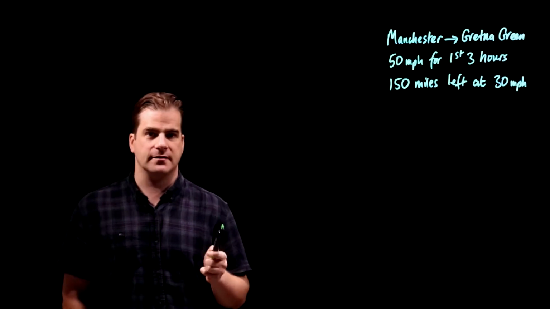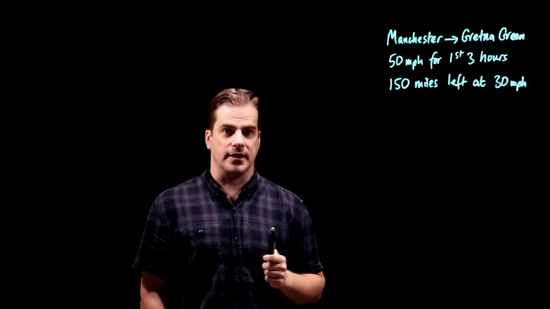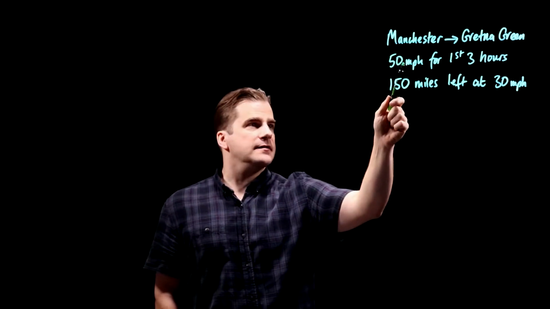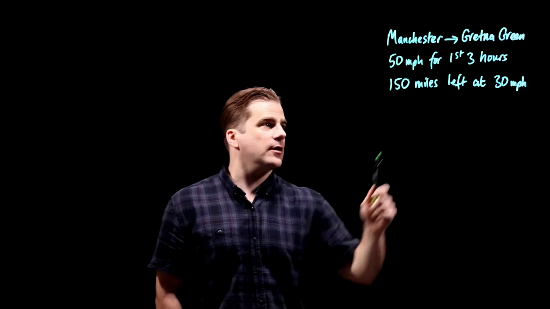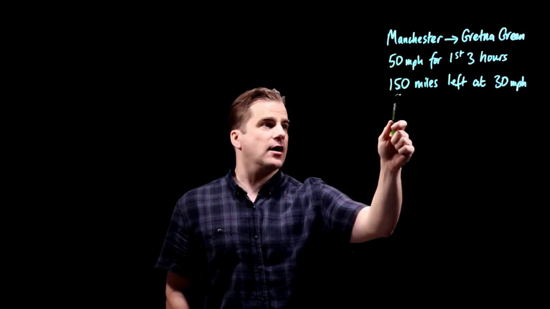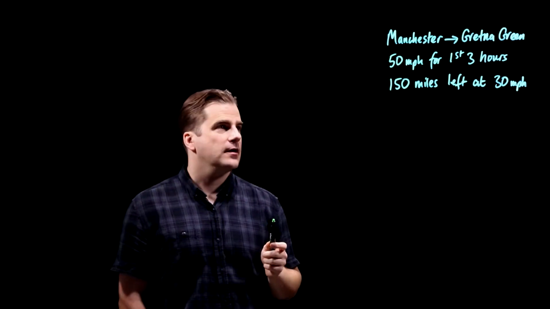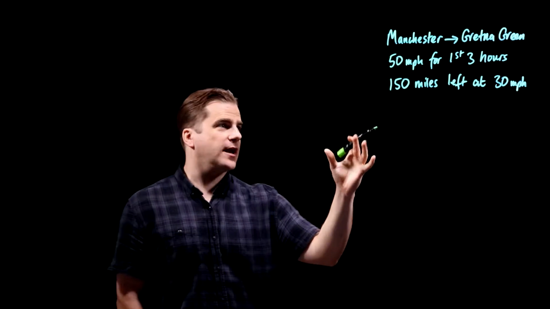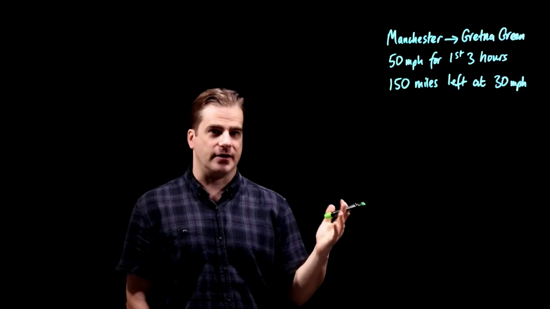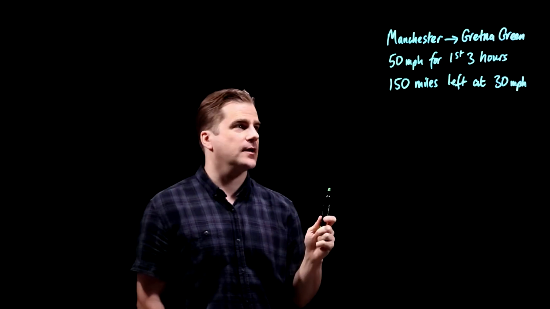Okay, we've got a speed distance time question. It's a car journey from Manchester to Gretna Green. The first part of the journey is at an average of 50 miles an hour for 3 hours, and the second half of the journey is 150 miles at an average of 30 miles an hour. And this chump Sean claims that his average speed is 40 miles an hour for the journey. Is he correct? Okay, it turns out he's not correct, and I'll show you why.